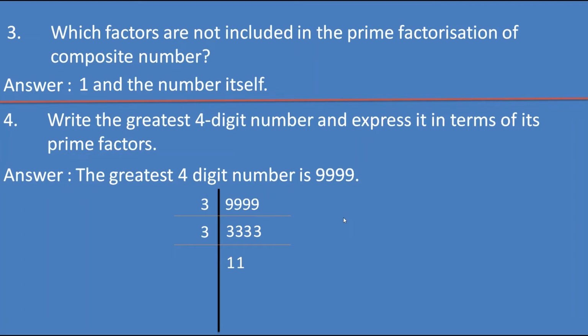Again 3 ones are 3, and again 3 ones are 3. Okay, now this number is not even, so we can't think about 2. Now we will get the sum as 4, which is not a multiple of 3, so we can't think for 3. Now the next prime number is 5, as there is no 0 or 5 present on the unit place, so we can't think for 5.